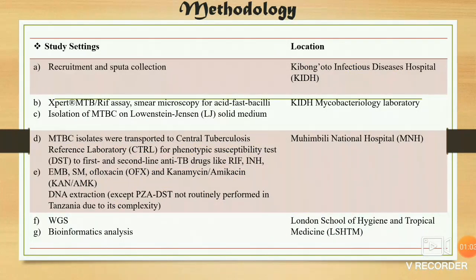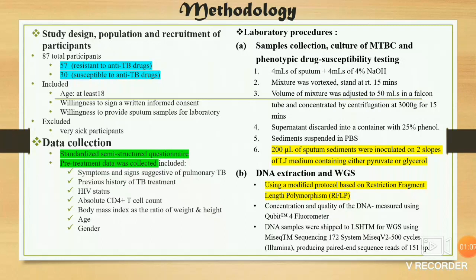For the methodology part, the study setting is shown in the table. Study design, population, and recruitment of participants. In this study, we were able to get a total of 87 participants. 57 of them are resistant to anti-TB drugs, while 30 of them are susceptible to anti-TB drugs.